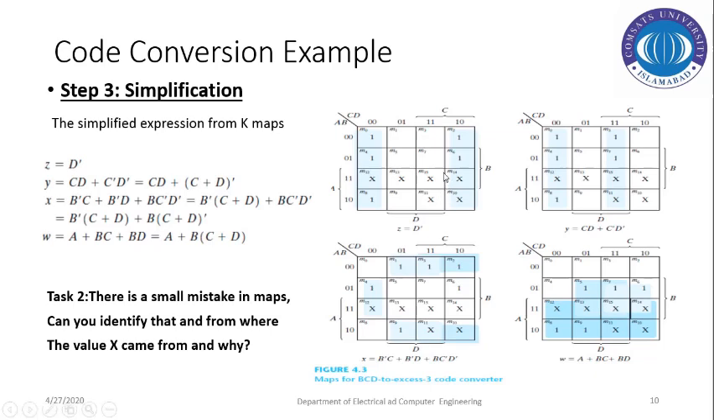If you see the map in detail, the combinations start from 1010 till 1111. These are the combinations starting from 1010, 1011, 1100, 1101, 1111, and 1110, which possess the value of x.